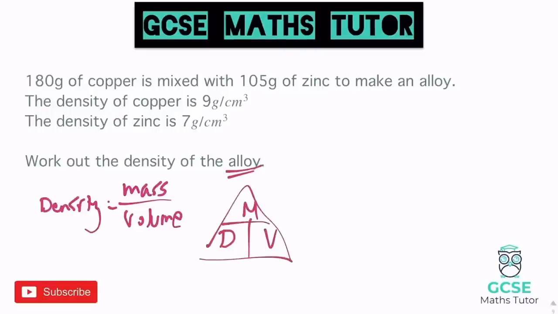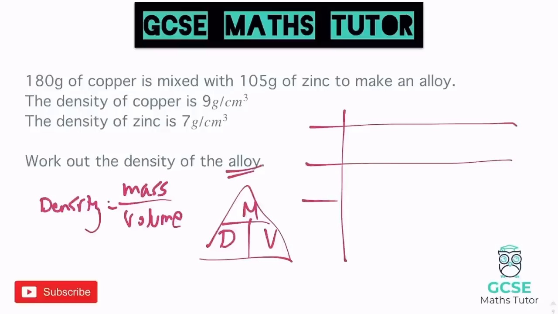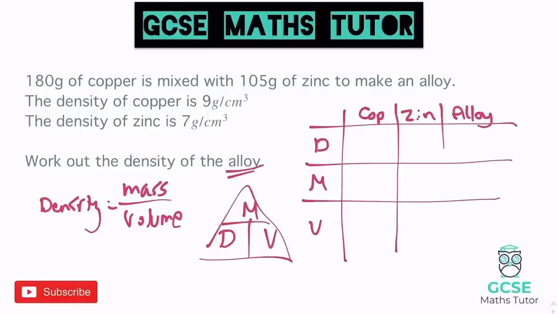There we go. So drawing ourselves a little two-way table to tidy this up. Now for each thing we're going to need a density, we're going to need a mass, and we're going to need a volume. We have the copper, we have the zinc, and we have the alloy. I'm going to split this all up into a table.